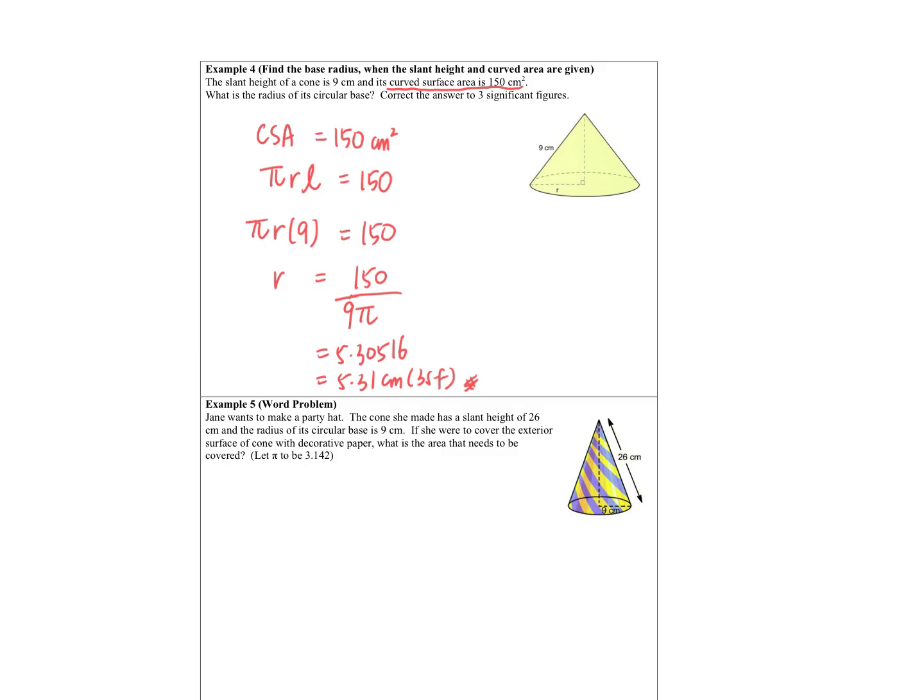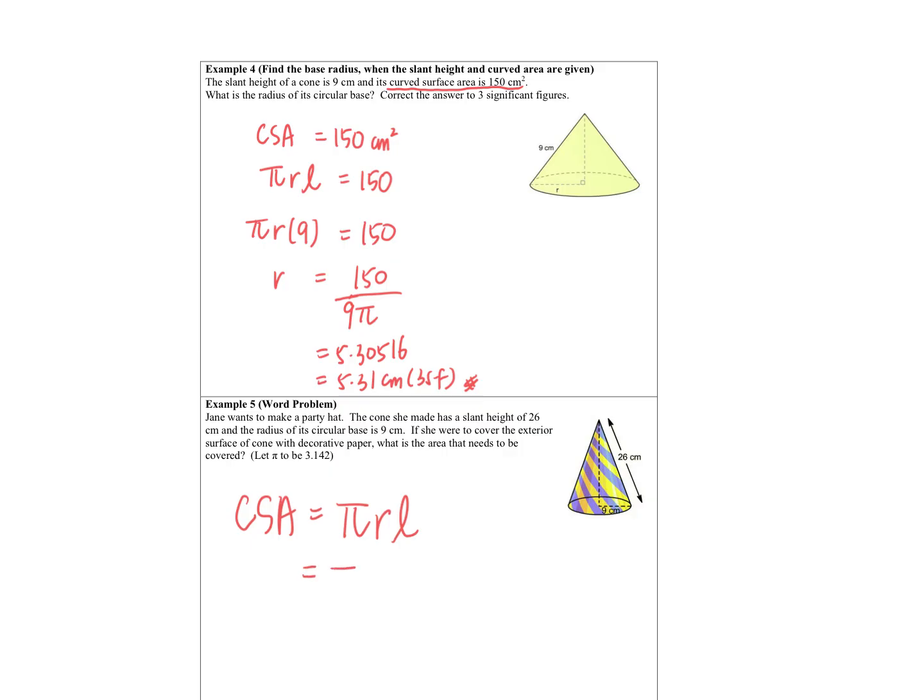Okay, ready? Last one, party hat. This is the party hat. The cone she made has a slant height of 26. Radius is 9. She wants to cover the exterior surface with decorative paper. What is the area? So they are looking for curved surface area only. So pi RL.